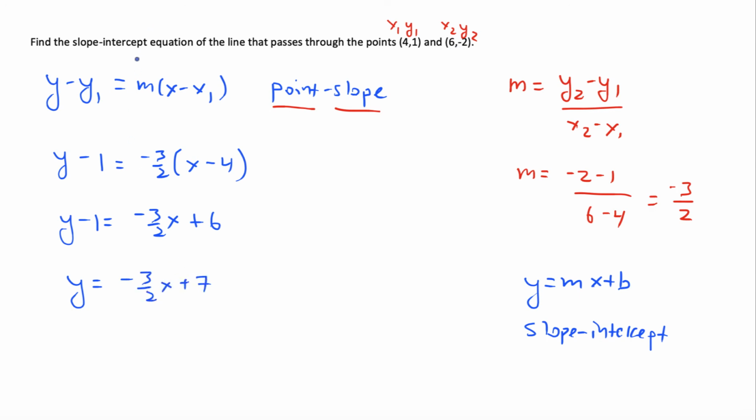Because they're asking for the slope-intercept equation of the line, we went ahead and solved for y. So this should be our final answer.